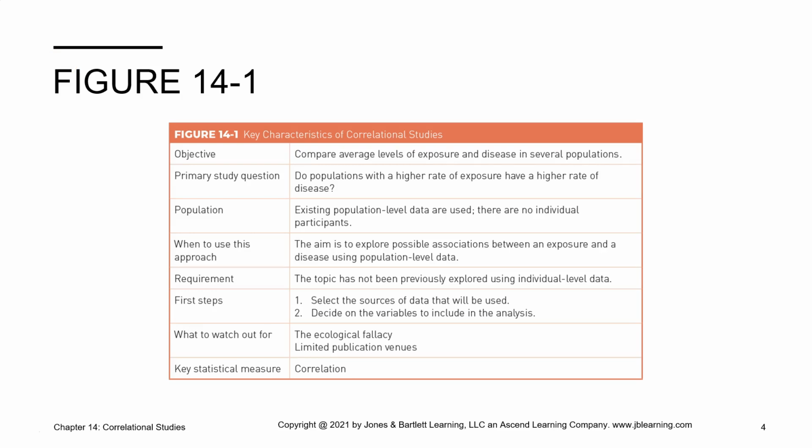So when would you use this approach? When the aim is to explore possible associations between an exposure and a disease using population-level data. One of the requirements of a correlational study is that the topic has not been previously explored using individual-level data. Some of the things to think about first are to 1. Select the sources of data that will be used, and 2. Decide on the variables to include in the analysis. Some things that you want to look out for, which will be discussed a little bit further, are the ecological fallacy and limited publication venues. The key statistical measure is a correlation.